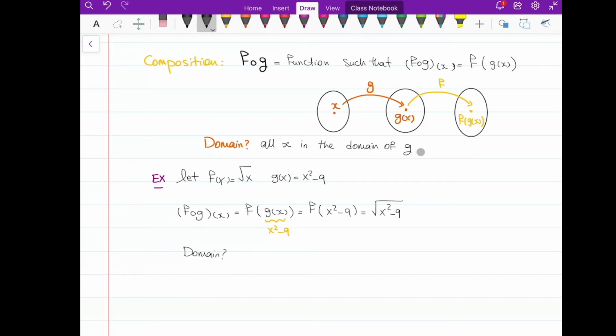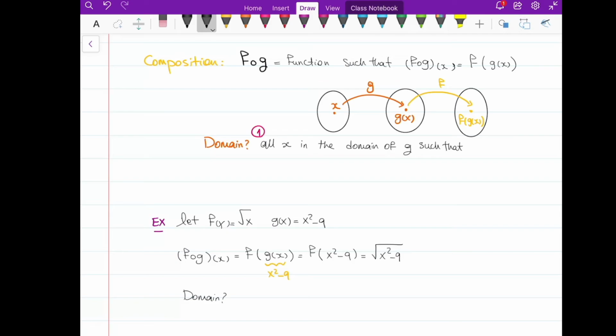So all x in the domain of g, such that, let me have more space, such that what? Such that g of x is in the domain of f. That's the second criteria. So g of x should be in the domain of f such that f can act on it.